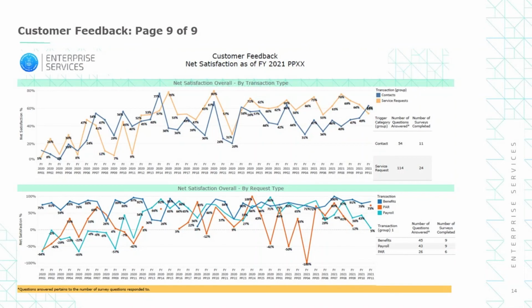In this slide, customers can track their bureau satisfaction with their HR transaction. They can watch for drops in satisfaction and raise that to Enterprise Services and help work with their bureau colleagues to proactively intervene. The two graphs on this page provide a breakdown of customer satisfaction by transaction type and request type for a bureau based on feedback received from the transactional survey, which customers receive when their ticket is closed.